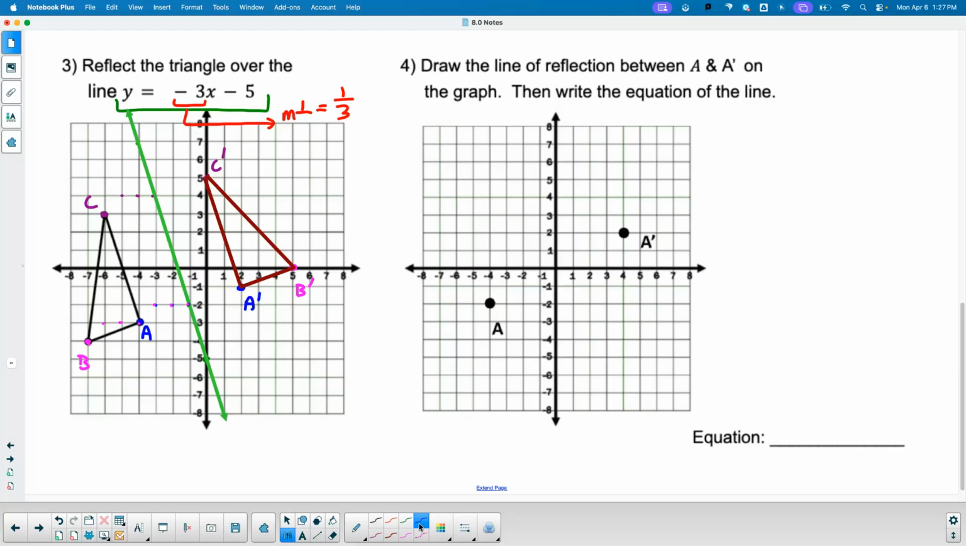Draw the line of reflection between A and A prime on this graph, and then write the equation of the line. Okay? Well, to go from A to A prime, 1, 2, 3, 4. So I went up 4, 5, 6, 7, 8. So I went 8. So what is the slope between those points? The slope from A to A prime. 1/2. Okay, all right. So the slope is 1/2.